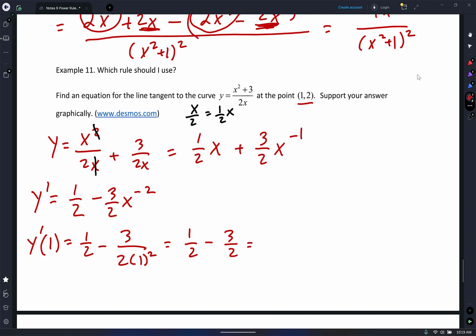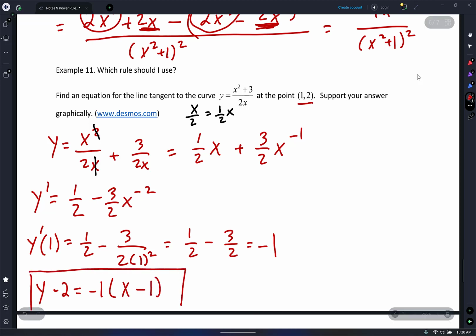And usually, I know some of you are probably like, I could have done this in one step. You're right. I'm just trying to show as many steps as possible right now. 1/2 minus 3/2. 1.5 minus 1.5, that's going to be negative 1. Are we okay with that right now? All right, that's my slope. Here's my tangent line. Y minus 2 equals negative 1 parenthesis x minus 1. Do I have to simplify this? Do I have to get it in y equals mx plus b? No. If it's multiple choice, then I guess we have to. But if it's free response, you can leave it like that.